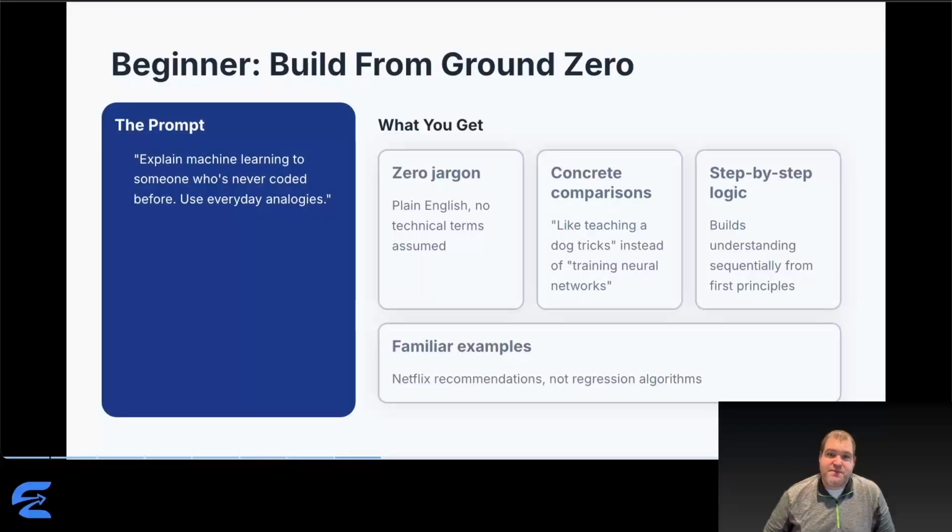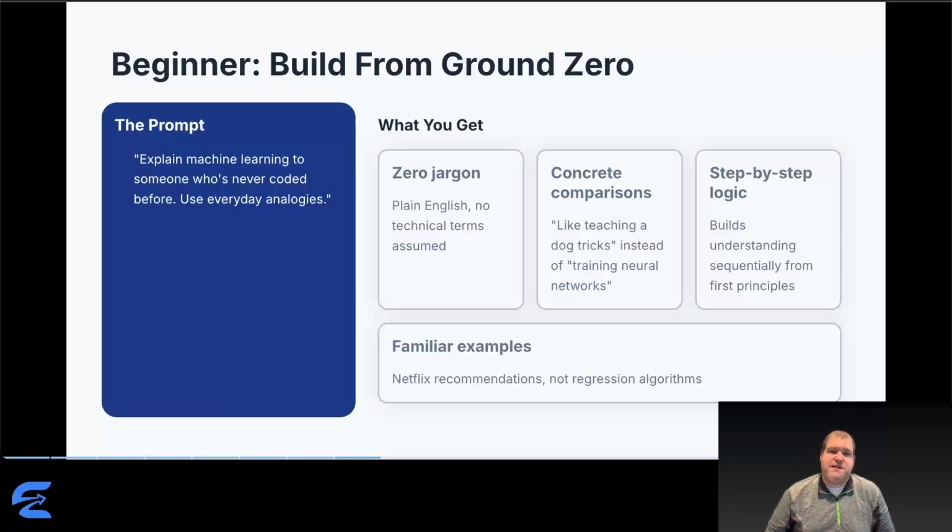Here's what beginner level specifications look like. Say you prompt, explain machine learning to someone who's never coded before. Use everyday analogies. What you get is zero jargon. Everything's in plain English with no technical terms assumed. You get concrete comparisons. Instead of talking about training neural networks, AI might say something like, it's teaching a dog tricks through repetition and rewards.